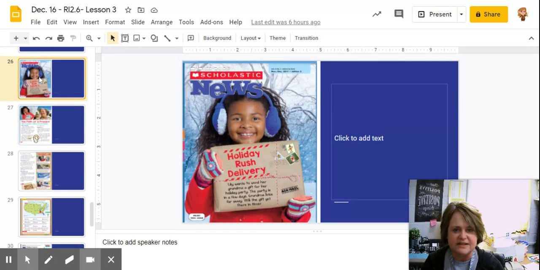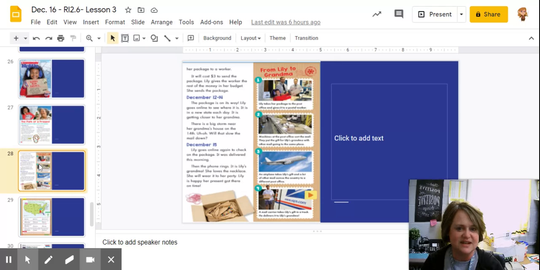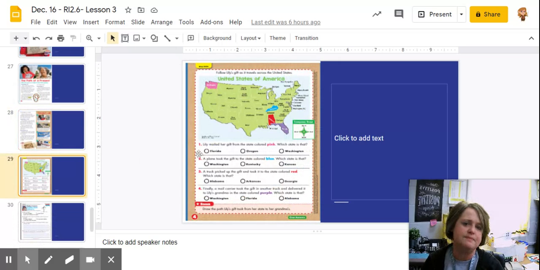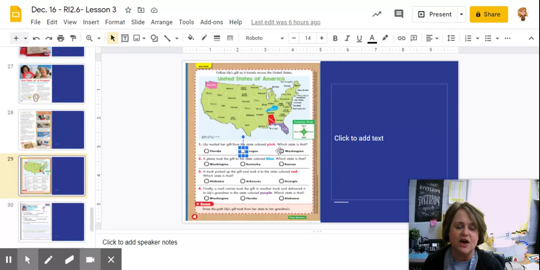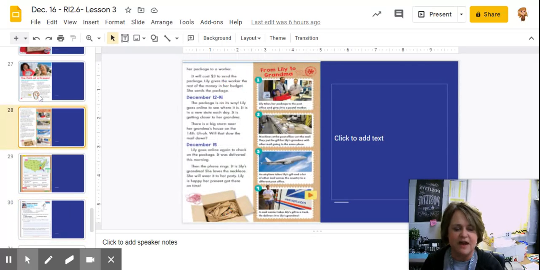And then for independent practice today, you are going to read a Scholastic News about a holiday rush delivery and about the path to a present and how we get something shipped to a certain location. Also, I threw in a map skill for you. If you click on those dots, I have loaded the text box in there where you can just type in an X and mark which answer you think is correct using the map. So just reviewing some map skills from Miss Roy, as well as using maps for nonfiction. And then there are some questions to fill out about your reading so that you can go back in the text and find the answer.